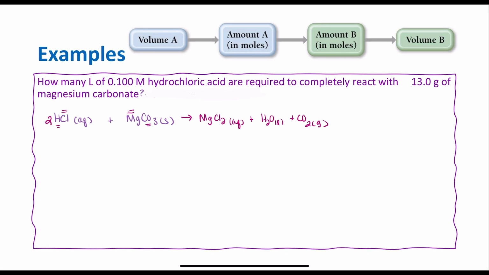So I want to know liters of HCl. So number of liters of HCl, I am reacting 13 grams of magnesium carbonate. So 13.0 grams, convert that to moles. That weighs 84.32 grams for every mole.